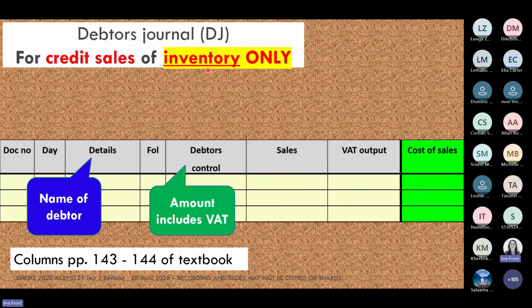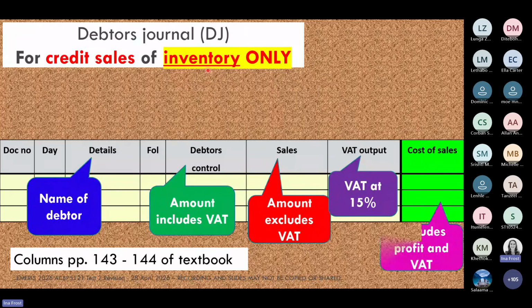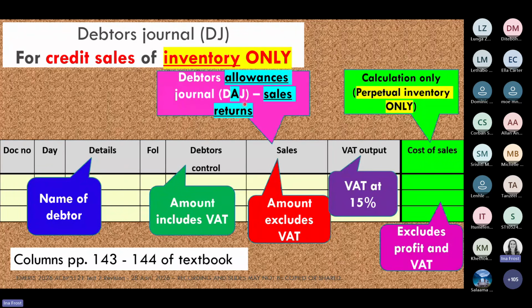Your debtors control account column will include VAT. Sales will exclude VAT. Output VAT is your 15%. And if it is the perpetual inventory system, there'll be a cost of sales column that will exclude VAT and exclude any profit. If the question requires the debtors allowances journal, then we're going to change this heading here to read sales returns.